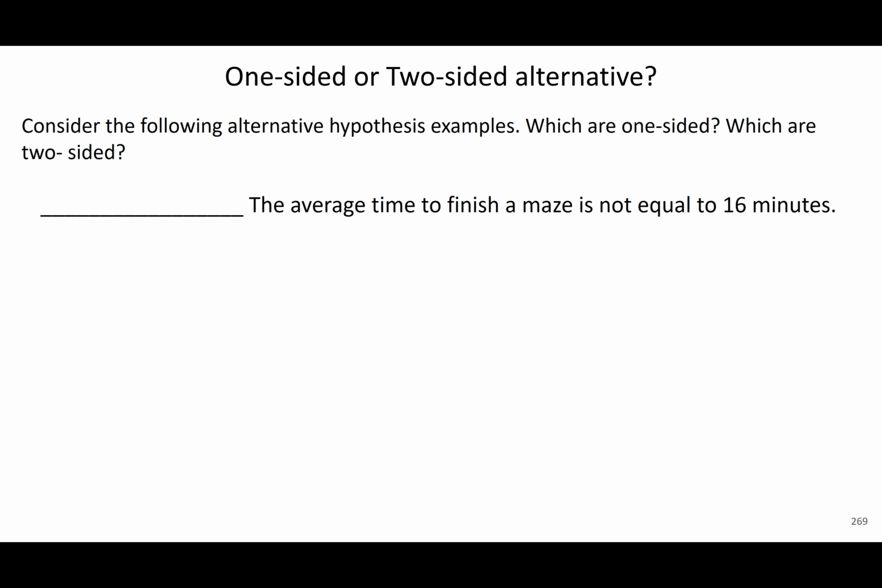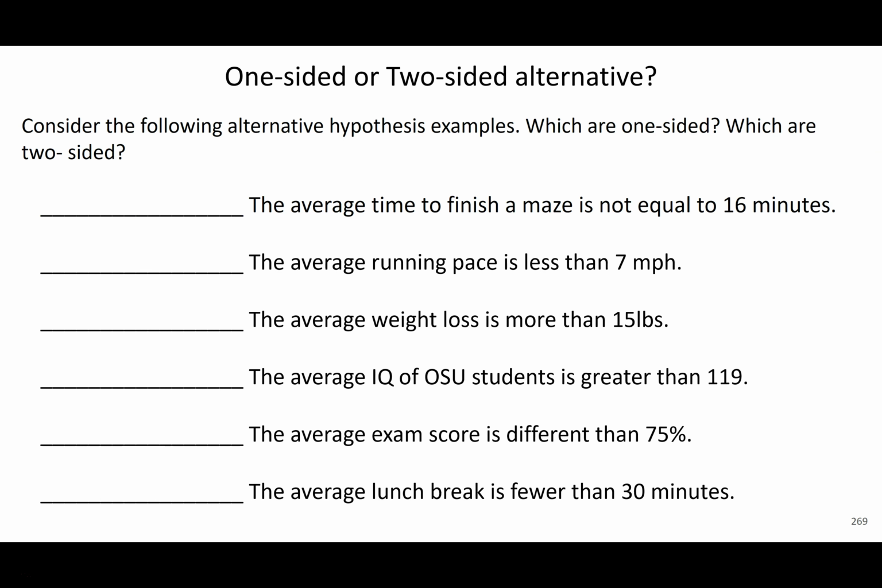So we have a few examples. This is an excellent time to press pause, go through these, and then check them. Definitely good to get practice. The first one: the average time to finish a maze is not equal to 16 minutes. Is this a one-sided or two-sided alternative? If I want to answer this question, I'm going to hone in on the "is not equal to." That is going to make this a two-sided alternative.